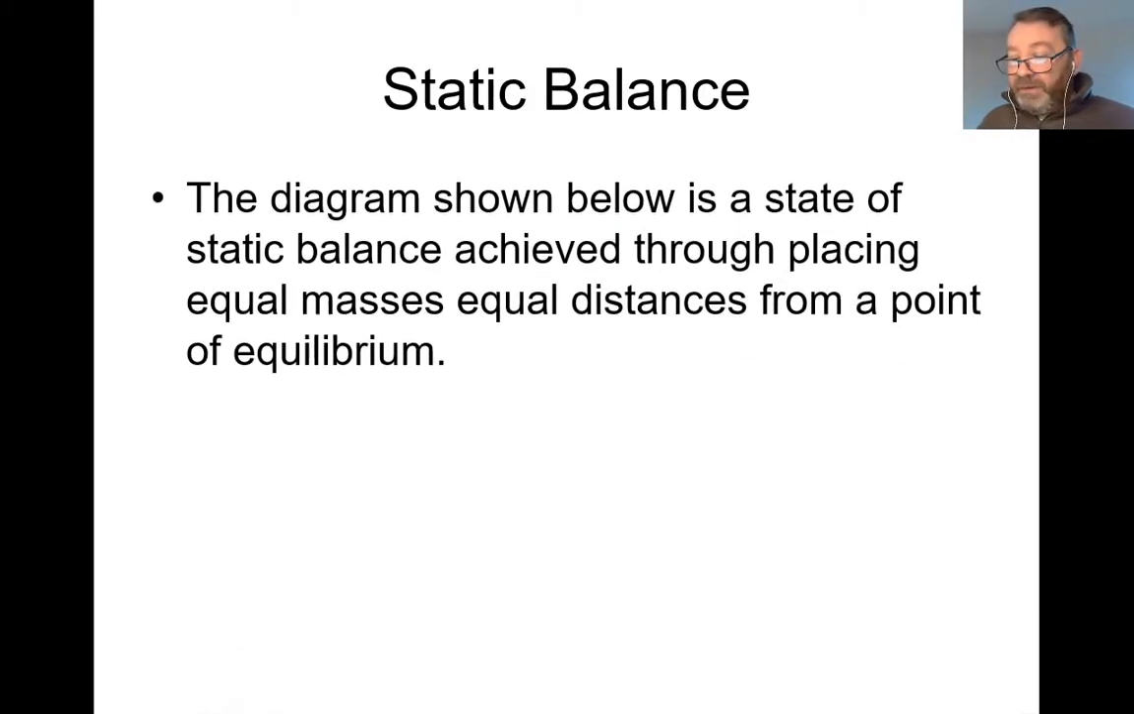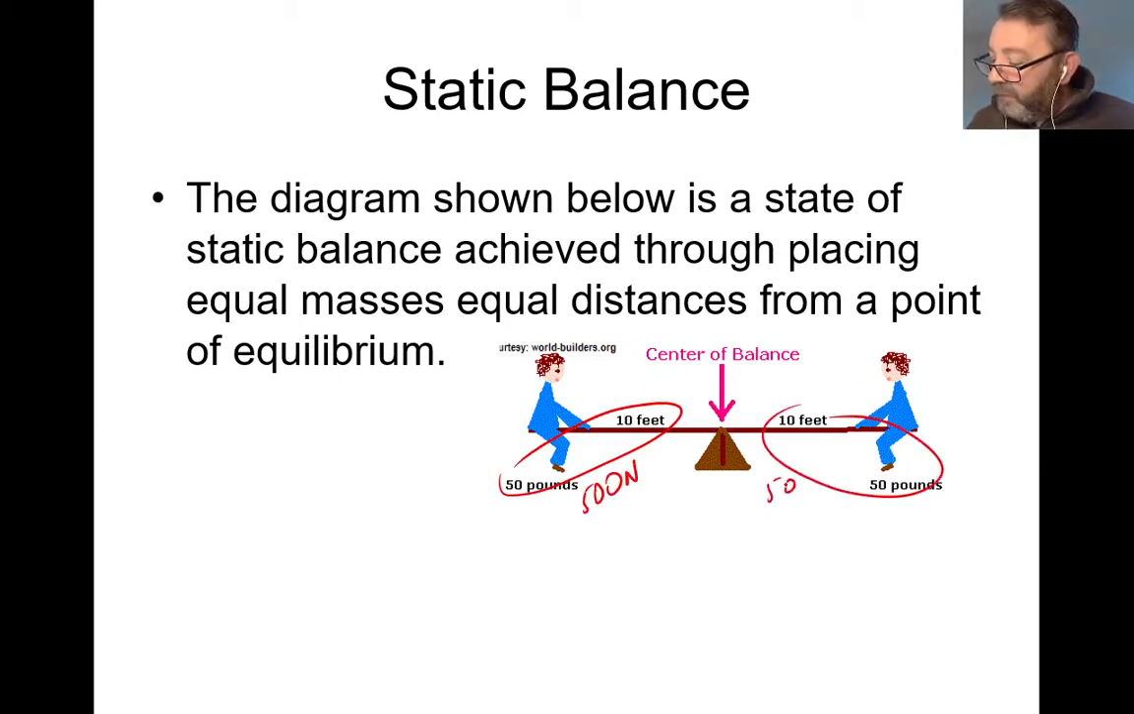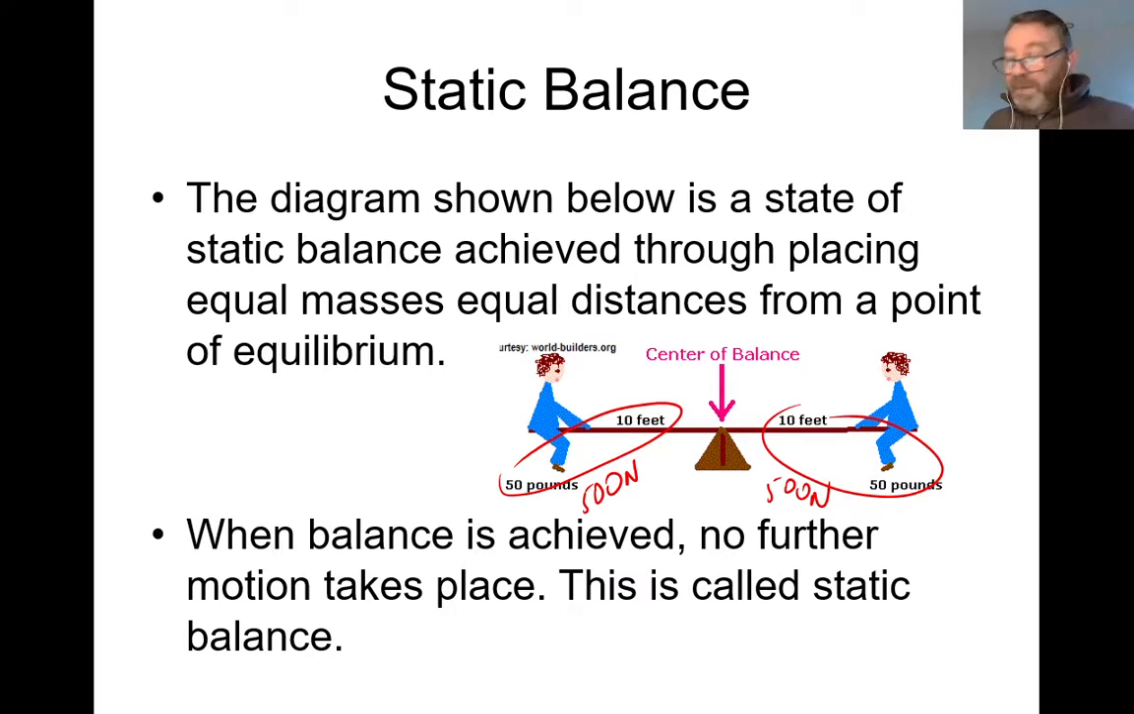Static balance, as we've said already in this diagram here, is when you have two masses equally distant from what we call the fulcrum, or the center of balance. In a situation here, you can see 50 times 10 on this side is 500 newtons, and 50 times 10 here is 500 newtons, which means that if you've got the same force acting on both sides equally distant from the center, you're not going to get any upward or downward movement, and that's what we call static balance. So when this type of balance is achieved, no further motion will take place. That's why we call it static.